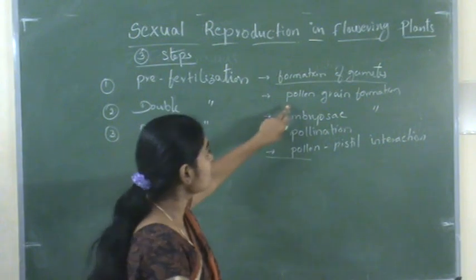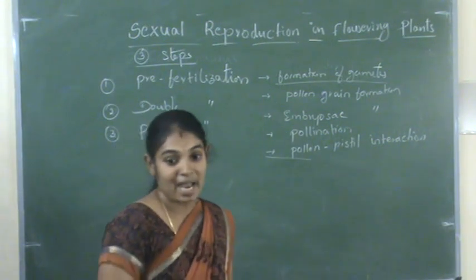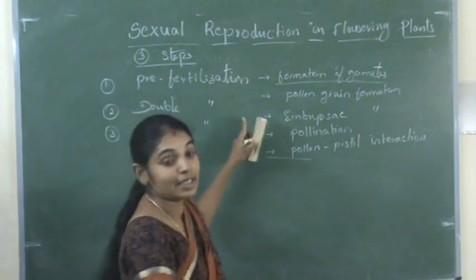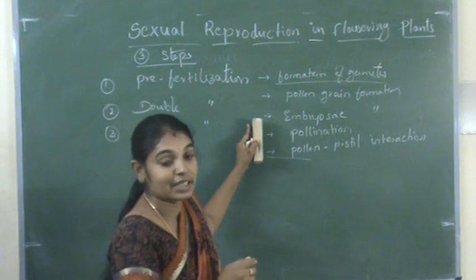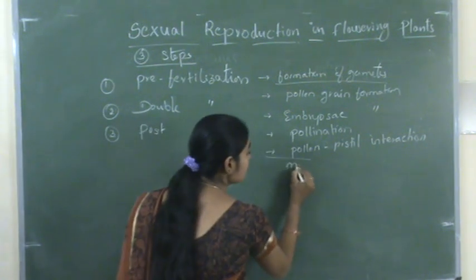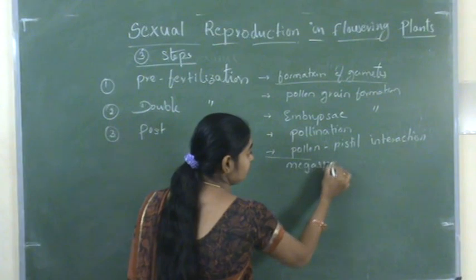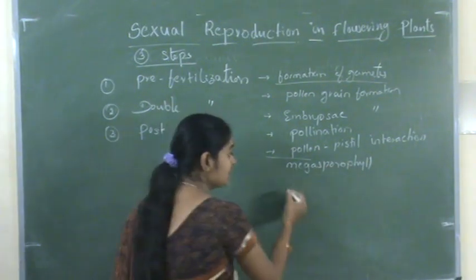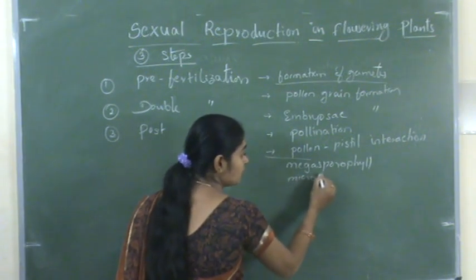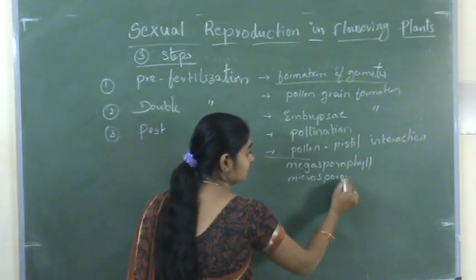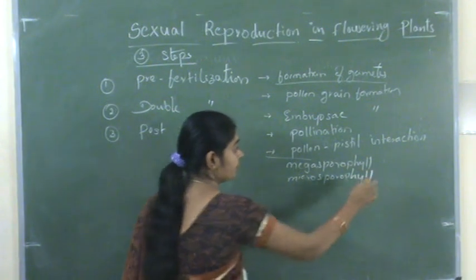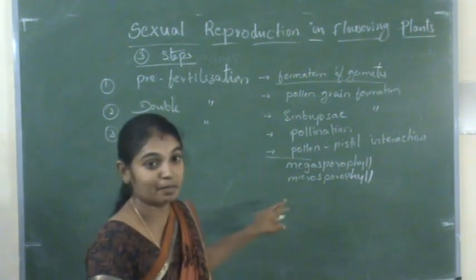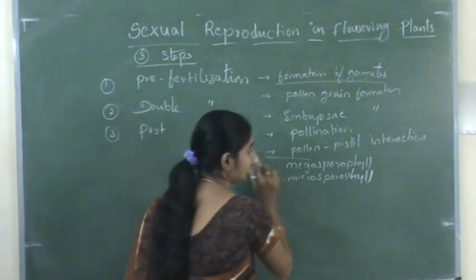So before going to that, first we will take the male gametophyte. And here you have to know that the female gametophyte is called megasporophyll and the male gametophyte is called microsporophyll. Megasporophyll is female and microsporophyll is male.